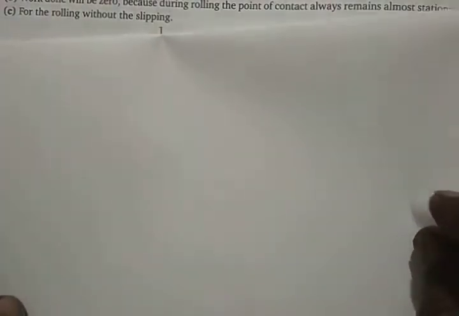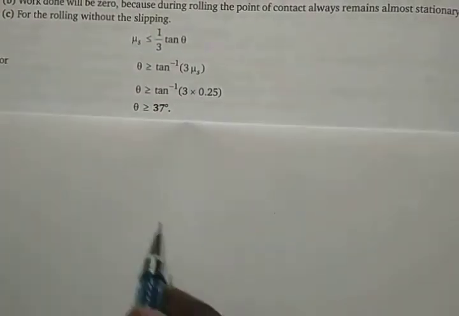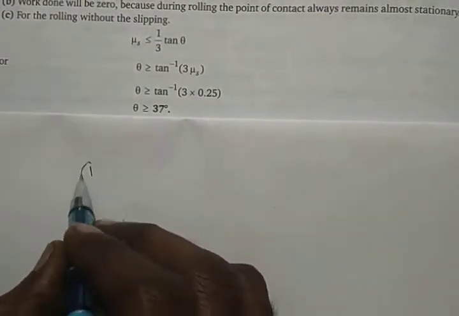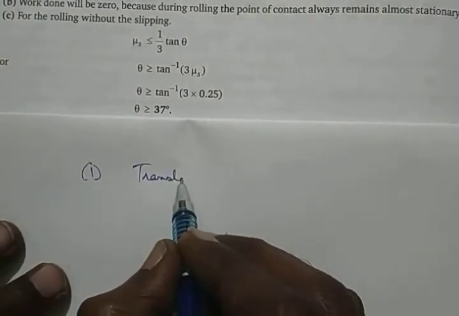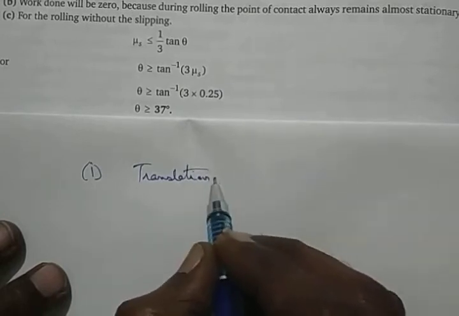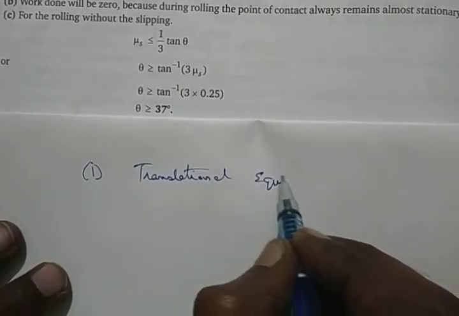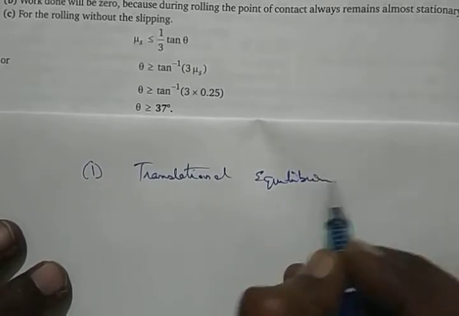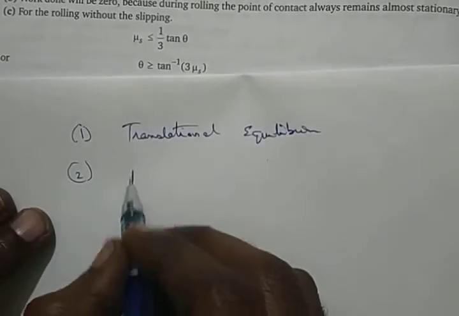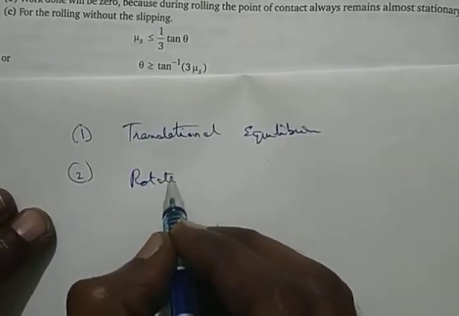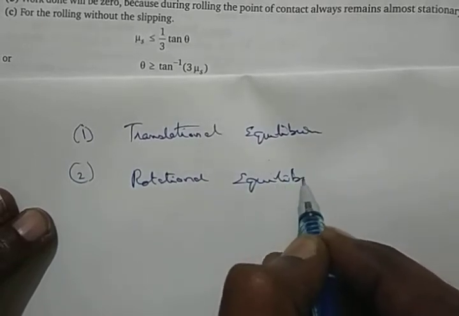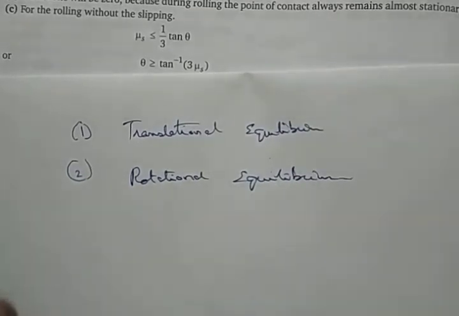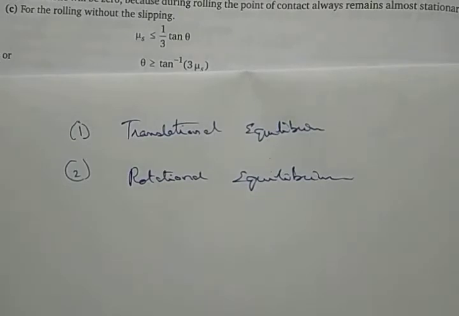So in equilibrium of rigid bodies, there are two main things. Number one is translational equilibrium. Number two is rotational equilibrium. So I will explain to you what is translational equilibrium and what is rotational equilibrium.